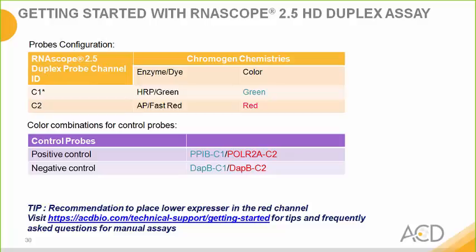The negative control utilizes the bacterial gene DapB in both channels. We do recommend that you place the lower expressor in the red channel. Again, please feel free to visit the website for any tips and frequently asked questions for the manual assay.